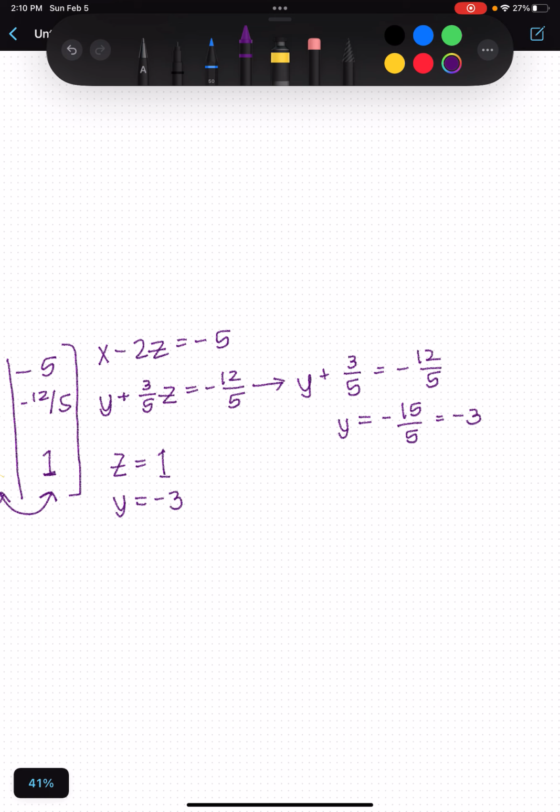And then the top equation, once again, we already know z is equal to 1, so I'm going to replace the z with 1, which would give me x minus 2, because 2 times 1 is 2, equals negative 5. I solve that for x by adding the 2, and I end up with x is equal to negative 3. I'm going to write it down here. And these are my final answers. So that's how we use Gauss-Jordan elimination.